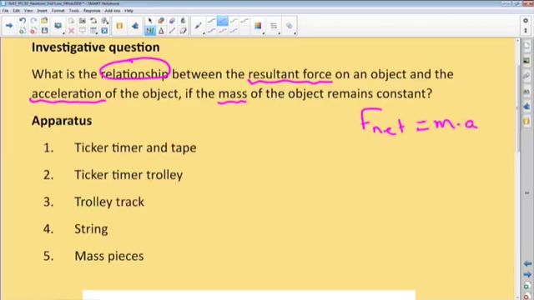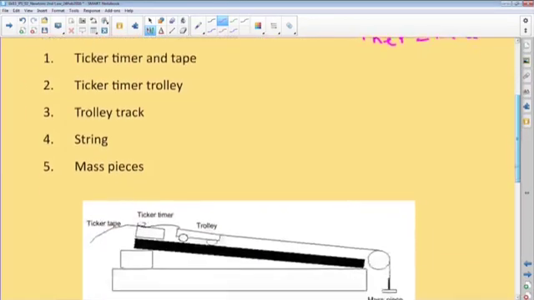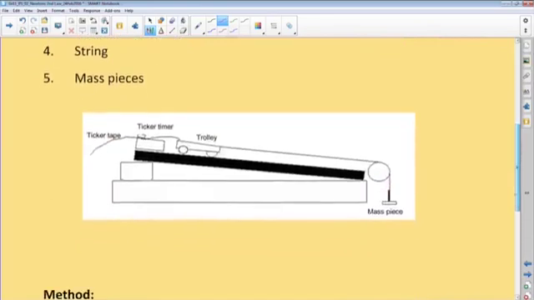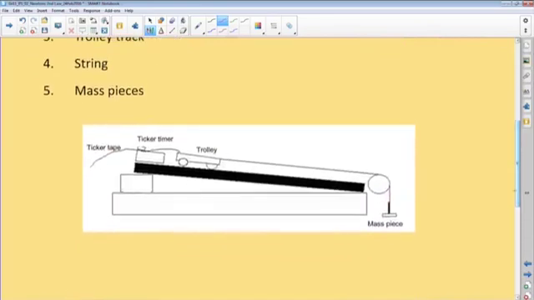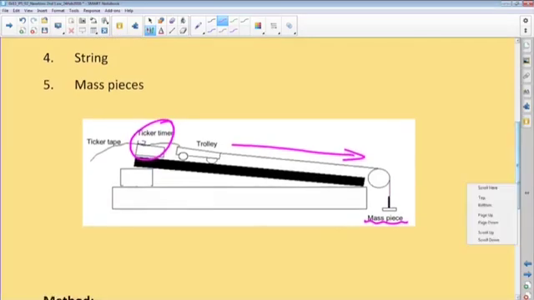What are we going to use? First thing we're going to use is a ticker timer and a tape. We're going to use a ticker timer, a trolley, a trolley track, so somewhere for the trolley to run, string, and mass pieces, something to give this object extra mass. And this is what it's going to look like. Okay, so our mass piece is down the bottom here. The trolley is going to run that way. We've got our ticker timer that's going to be putting the little dots onto the tape for us. That way we're able to do the calculations that we need to for this practical.